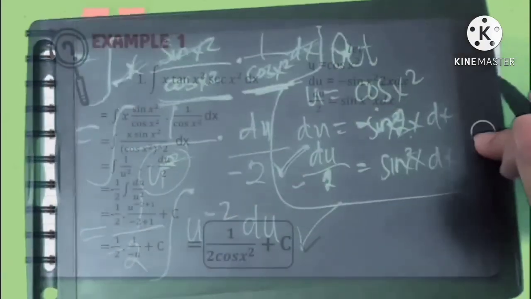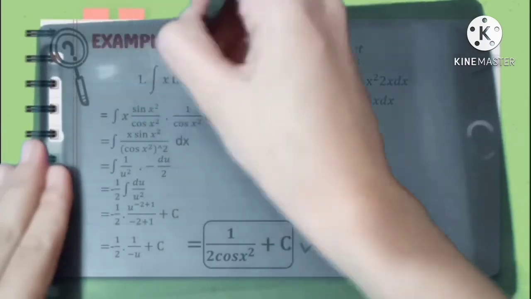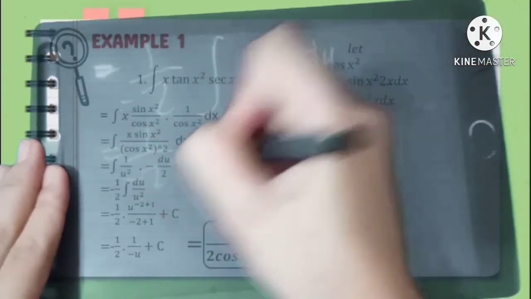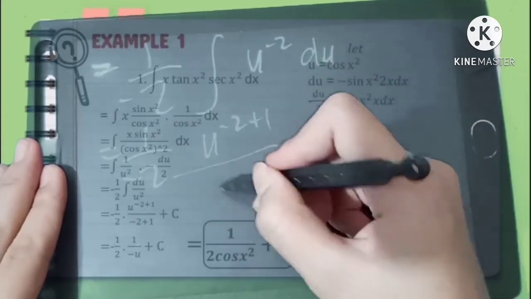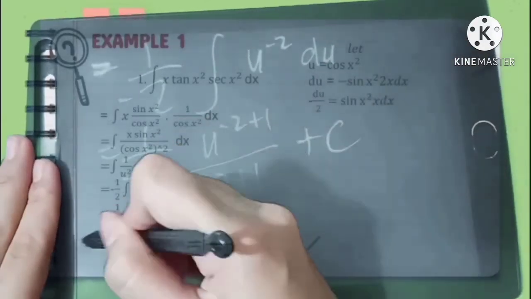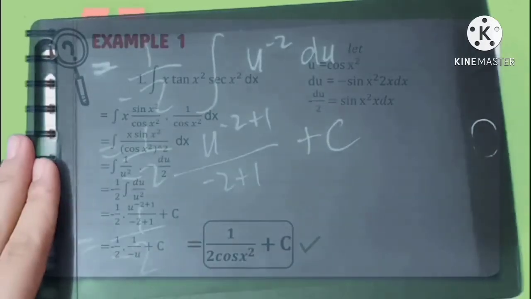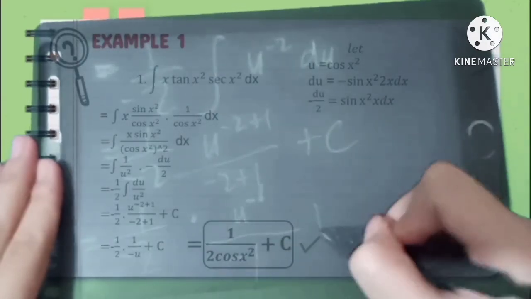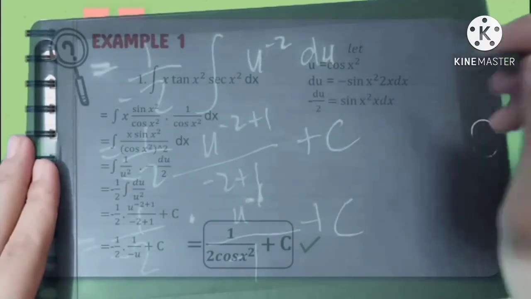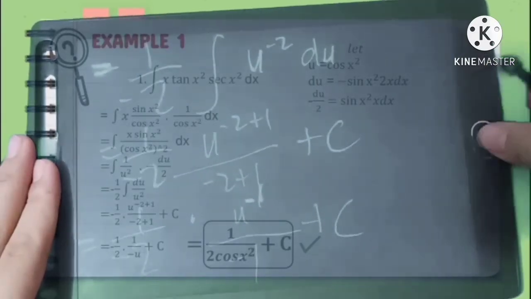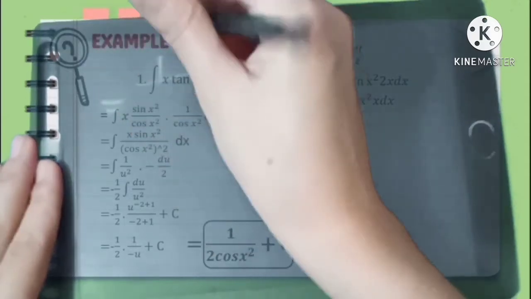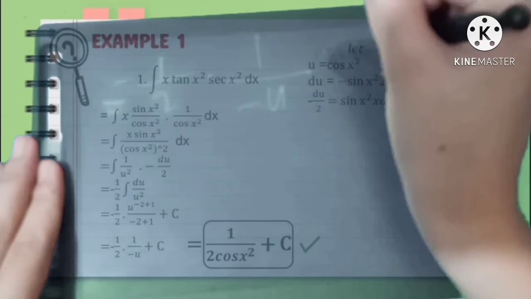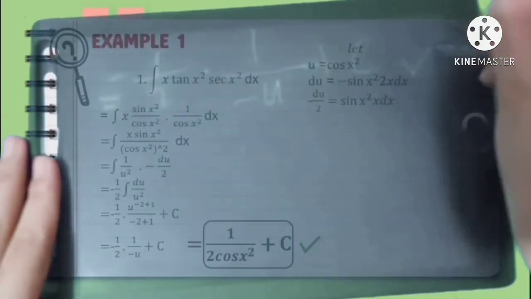Ready to integrate. So, let's write, negative 1/2 the integration of u negative 2 du. That would be u negative 2 plus 1 over negative 2 plus 1 plus c. And that would be 1 over negative 2 times u raised to negative 1 over negative 1 plus c. Since the exponent is negative up there, to make it positive, we bring it down. So, that would be negative 1/2 times 1 over negative u plus c. So, that would be our final answer, but let's substitute u.